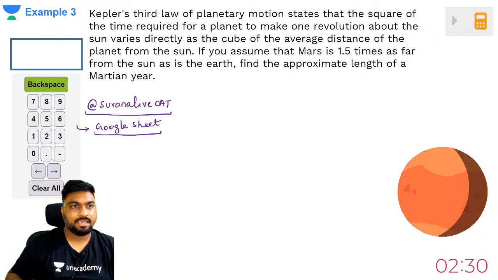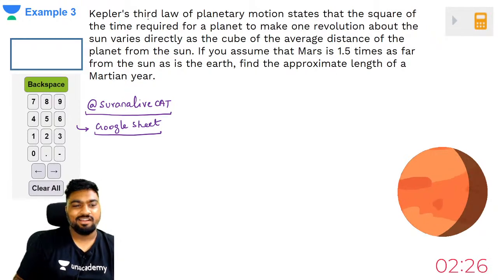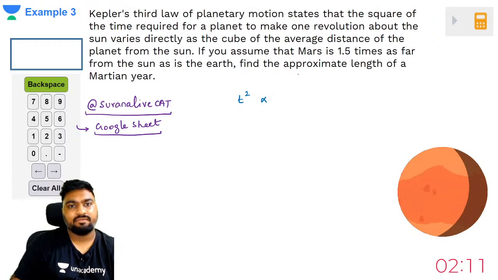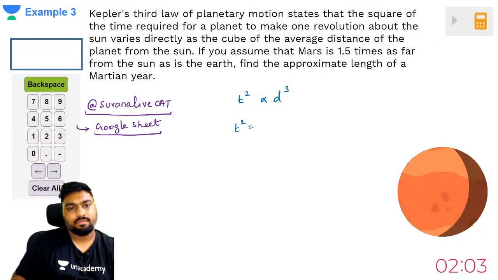So what are they saying? They're saying according to Kepler's third law of planetary motion, the square of the time required for a planet to make one revolution about the sun varies directly as the cube of the average distance from the sun. So can I say T squared will be equal to some constant into D cubed?